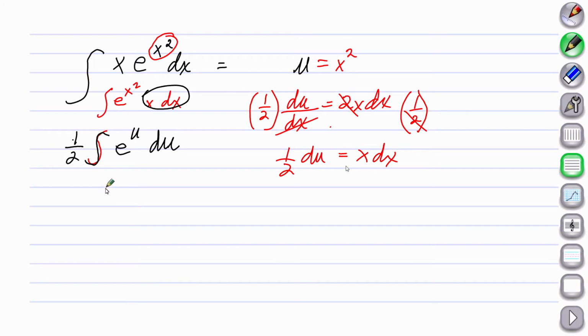Now, when I go to take the antiderivative, I'm going to keep the 1/2. The antiderivative of e to the u is e to the u. So basically that's it, plus c. And now I can substitute in what u was. So it's 1/2 e to the x squared plus c.